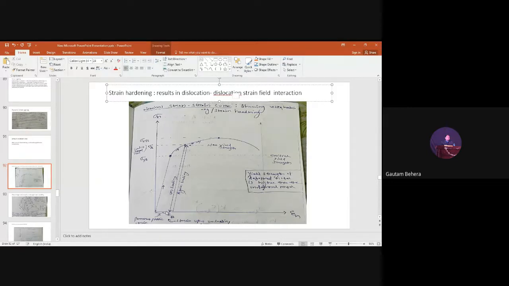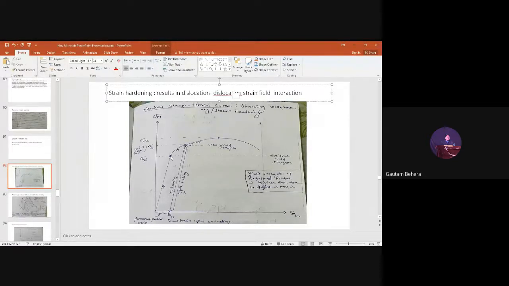Why is there a permanent plastic strain in the material? Because the material has undergone plastic deformation. Right, that is very good. Because I have applied a load up to this much, that's why there is a permanent plastic strain.